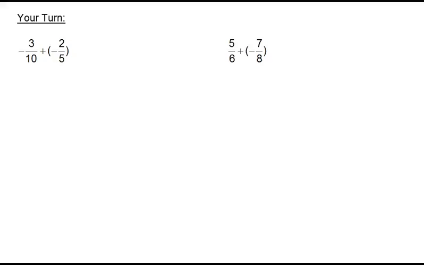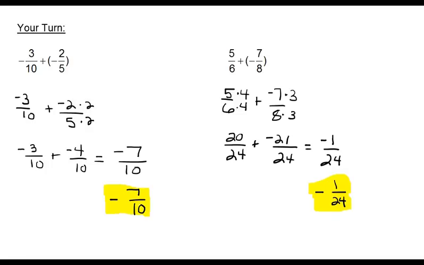Pause the video again to try 2 examples on your own. Let's see how you did. So we first should have found a common denominator, which was 10 in this first problem. So I changed negative 3/10. It already has a denominator of 10, so I didn't have to do anything to that fraction. And in order to get from 5 to 10, I multiplied by 2 to get negative 4/10. The signs are alike, so I added, and you keep the sign when they're the same because you have both negatives. So your answer has to be negative. And then down here I wrote it with a negative on the outside of our fraction bar.